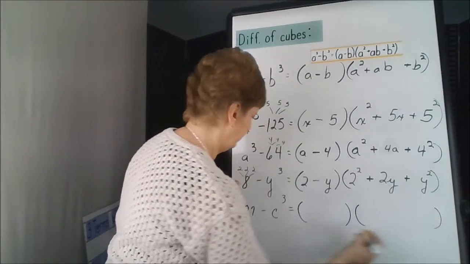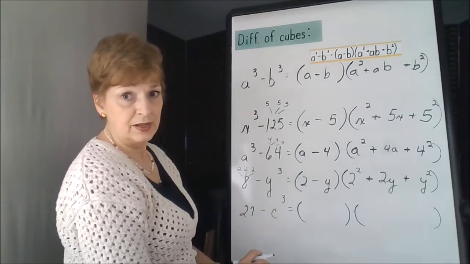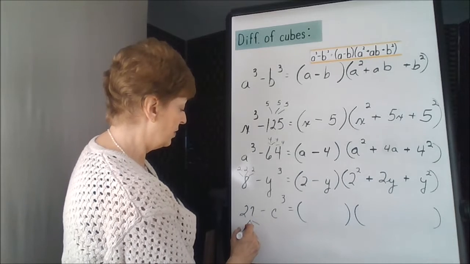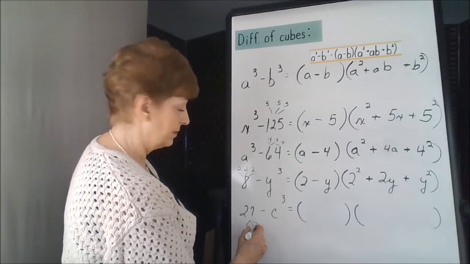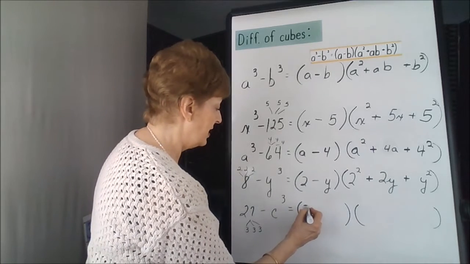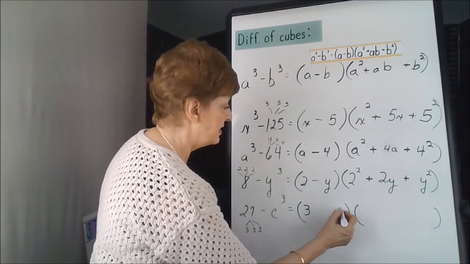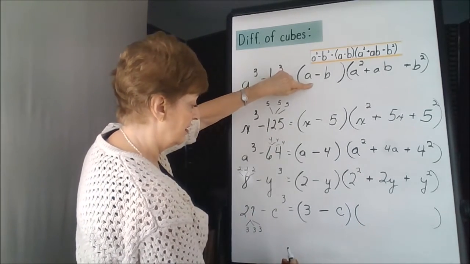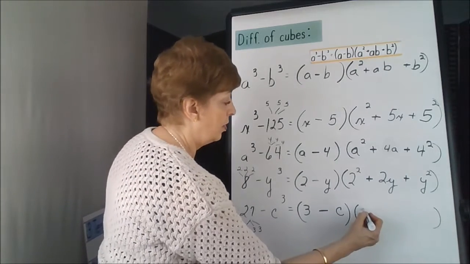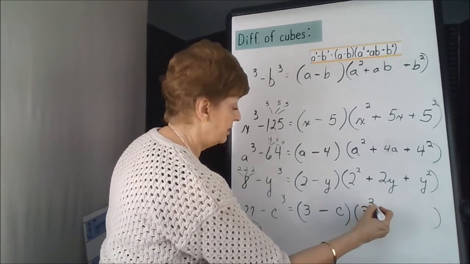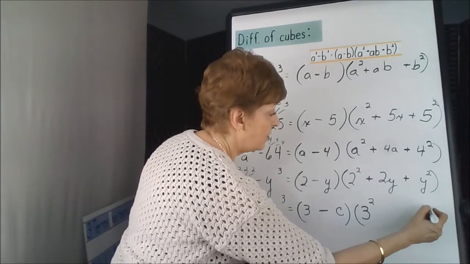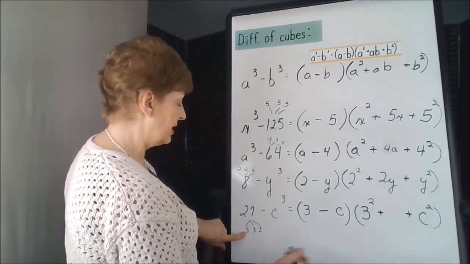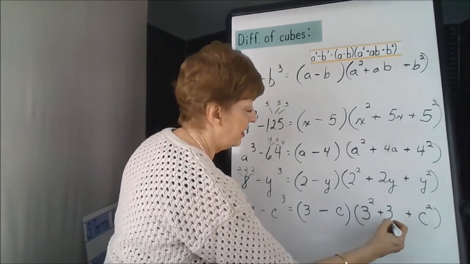Next, 27. 3 times 3 is 9. 9 times 3 is 27. So the cube root of 27 is 3. We're going to take one of the 3's here and one of the c's with a negative sign in between. That follows this. Then we're going to take one of the 3's and square it. One of the c's and square it. Positive signs in between, and then one of the 3's and one of the c's. 3c.